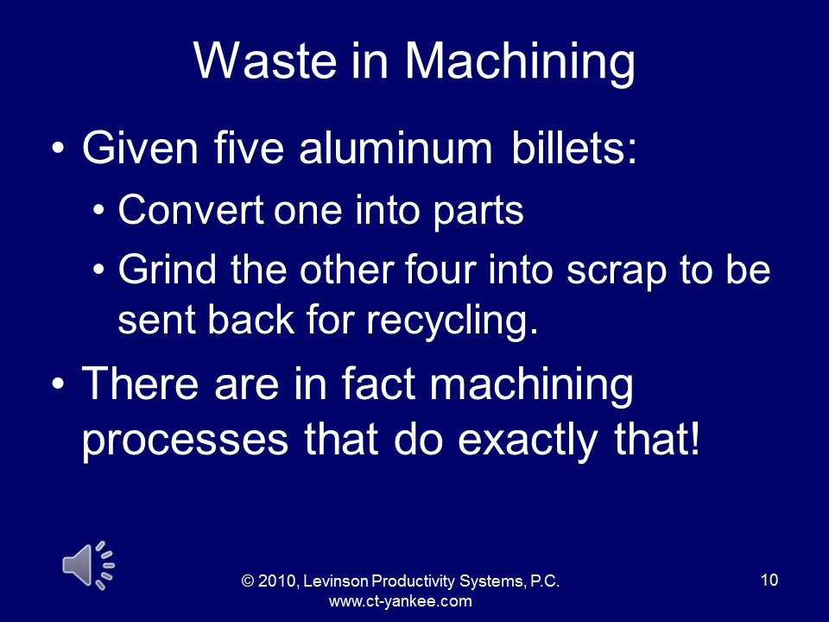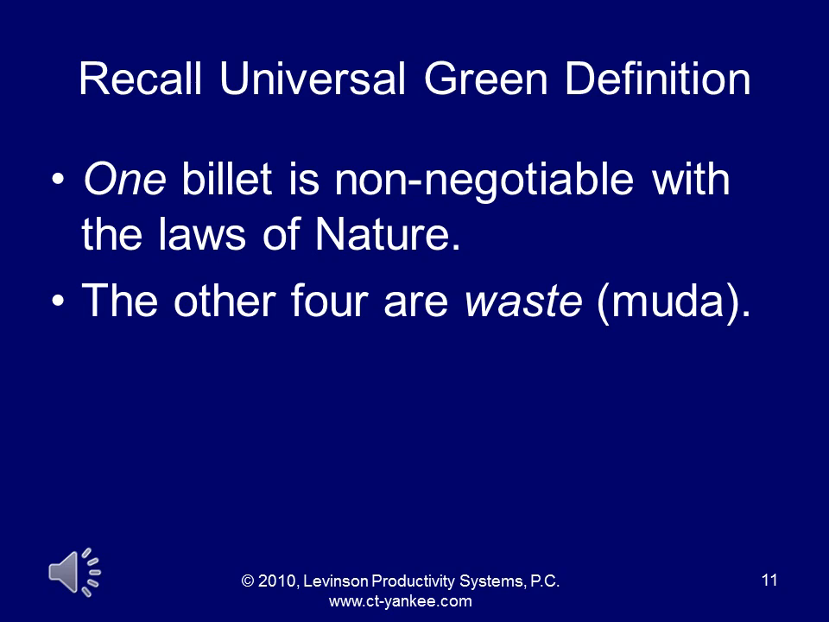Well, the idea is to make parts and not grind the billets into scrap to be recycled. We understand, of course, they had to grind off the aluminum to make the parts, but as we showed earlier, Henry Ford looked for ways to avoid the need to do that much machining. If we look at our definition of green manufacturing, 1 billet of aluminum is non-negotiable with the laws of nature because that billet comes out as parts. The other 4 billets are waste, or muda, and that obviously is negotiable with the laws of nature, and one does that by redesigning the parts and/or the process to reduce the amount of machining.